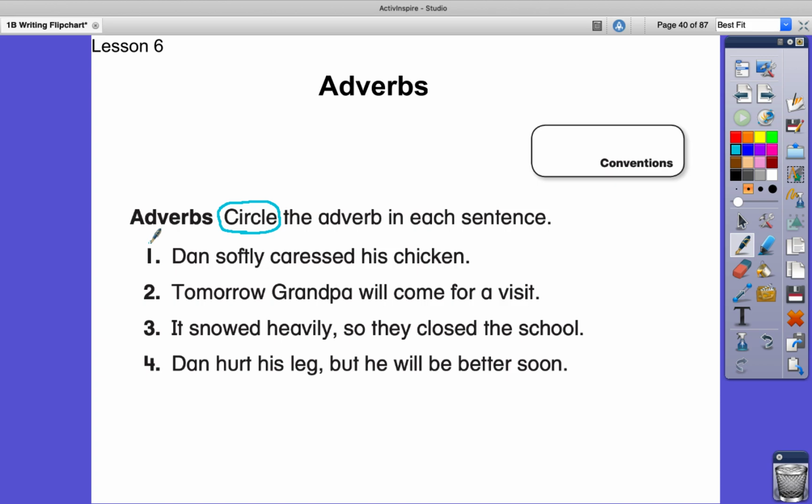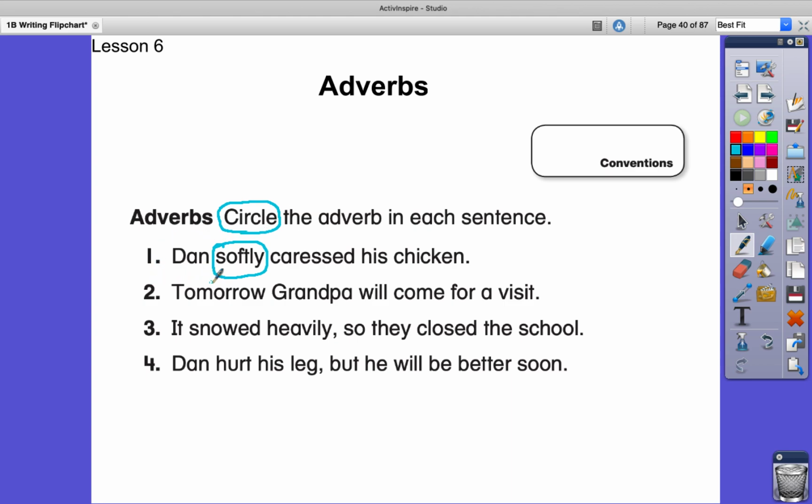Okay, number 1 says, Dan softly caressed his chicken. So caressed is another way to say that he was petting his chicken. This is the verb. So how was he caressing his chicken? If I look just before the verb caressed, I see this adverb softly. Okay, so I know how he was petting his chicken. It was in a soft manner. So for number 1, you should circle softly.